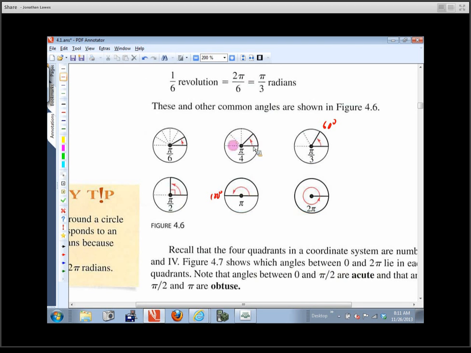If I cut the top half of the circle into fourths, that's going to be pi fourths for this right here, and a fourth of 180 degrees is 45 degrees. So pi fourths is the same as 45 degrees. And if I take the top half of the circle and slice it into 6 equal pieces, this is going to be pi sixths, which is the same as 30 degrees. Those measurements come up all the time, so you really need to know those well.